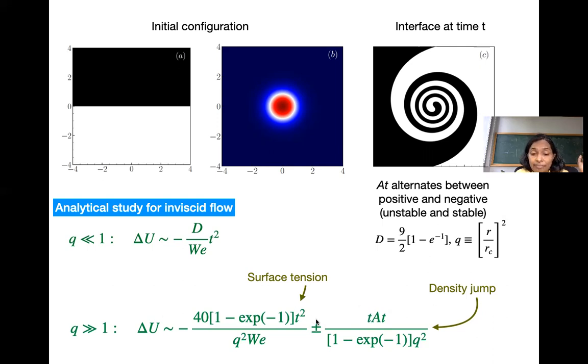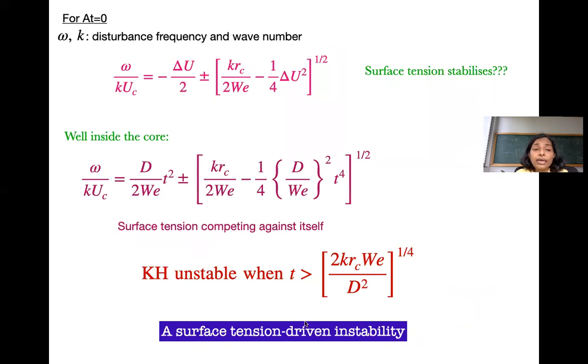And the density jump can be plus or minus, because heavy inside light is unstable and light inside heavy is not unstable. So like every alternate interface is unstable. Okay, so now we can actually write down the expression for the growth rate.